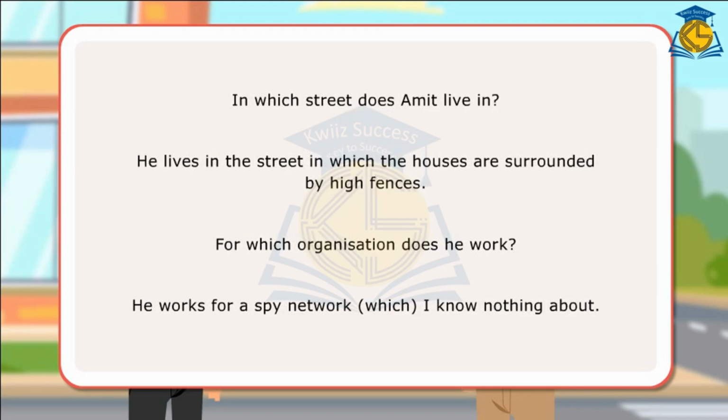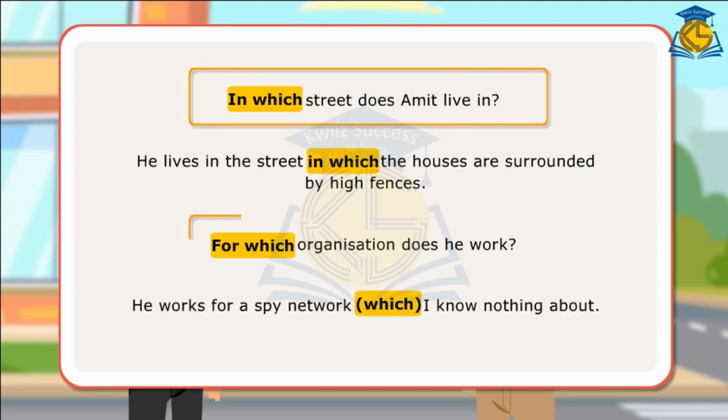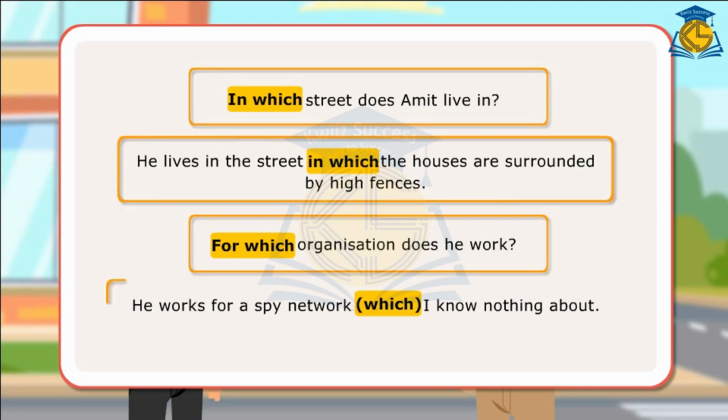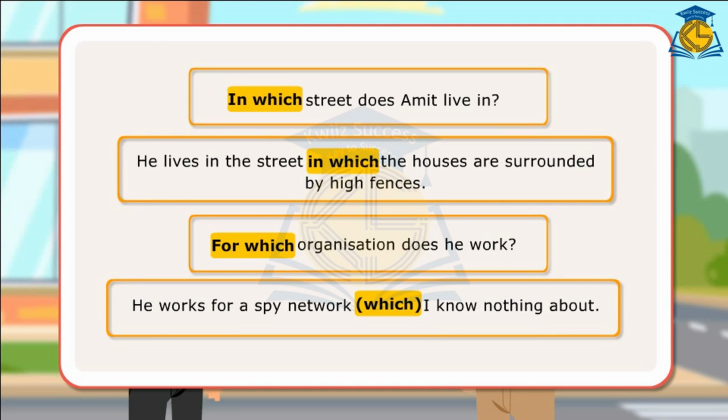Here are the example sentences. In which street does Amit live? He lives in the street in which the houses are surrounded by high fences. For which organization does he work? He works for a spy network, which I know nothing about. In the first and third sentences, while stating an interrogative question, the preposition is placed before the relative pronoun to sound more formal. In the second and last sentences, the relative clause is introduced by a preposition before the relative pronoun, retaining its original meaning.